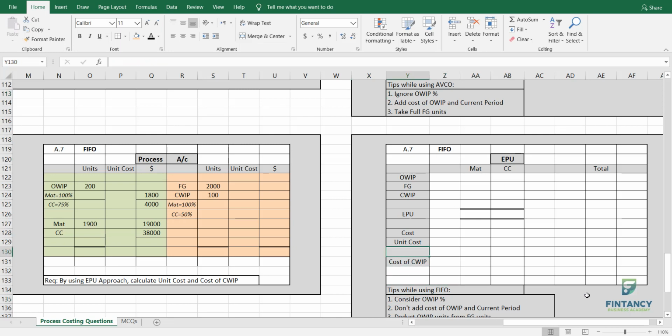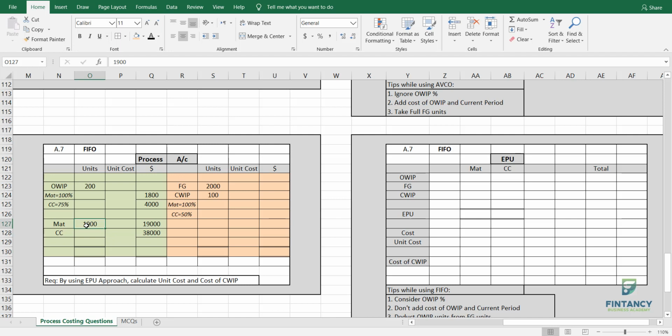In the average method, we said ignore opening because we were doing average. In first in first out, what is the assumption? As the name says itself, the units which came in first are going out first. It means these 200 units in opening are part of the 2000 finished good units going out. How much is 2000 minus 200? 1800, right? These 1800 units come from the 1900 units.